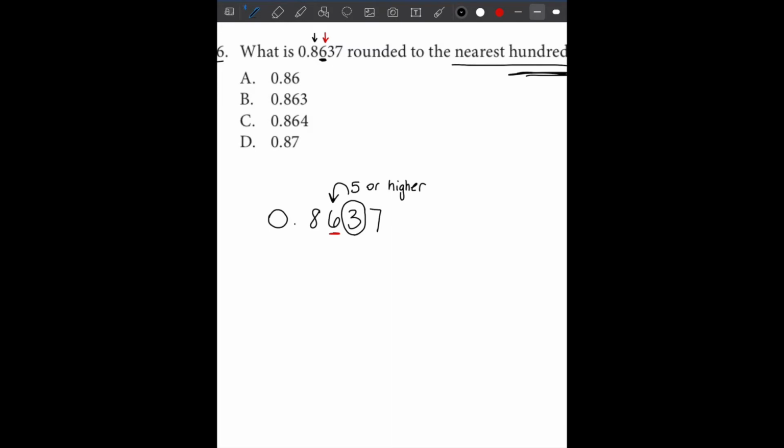But this number right here that we're looking at is not 5 or higher. It is a 3, so it's less. When it's less, it does not round this number. It keeps it the same. So if we have less than 5, so 4 and below, it does nothing.